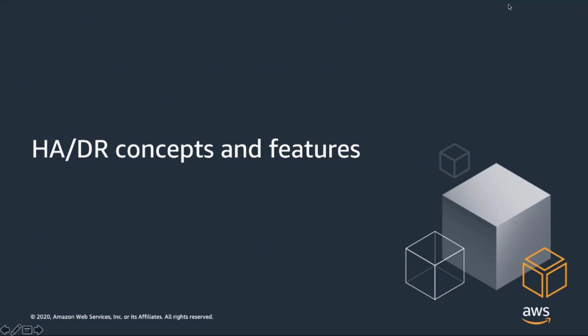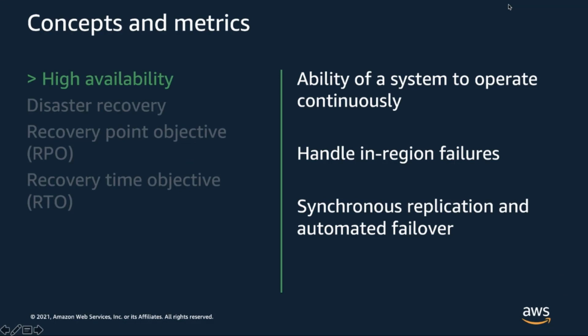Next, let's talk about some high availability and disaster recovery concepts and features. First of all, some terminology. When we talk about high availability, we're talking about keeping a system up and running continuously for your customers. At AWS, we generally think of high availability as being an in-region concept to handle failures at the availability zone or at the server level. We accomplish this using synchronous replication and automated failover.